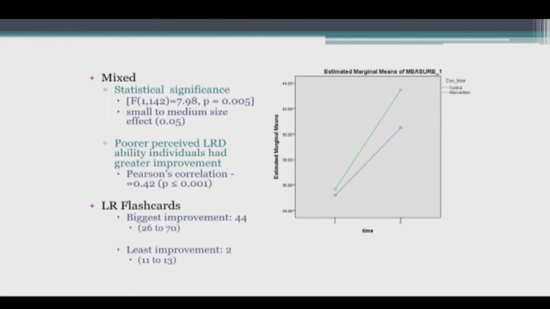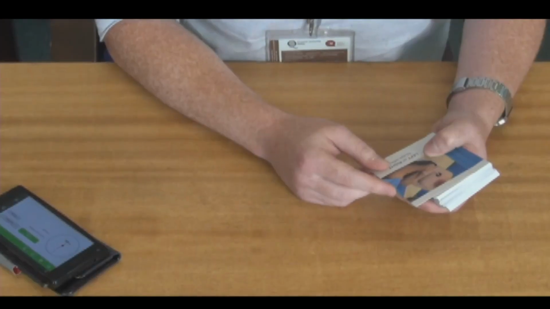And we looked at that data even further, and it was showing that the participants who are feeling more challenged with left and right improve at a faster rate with this intervention. With the use of the flashcards, the biggest improvement over a minute was 44 cards, however the smallest improvement was 2. And this is just a demonstration of one of the participants using the left-right flashcards.